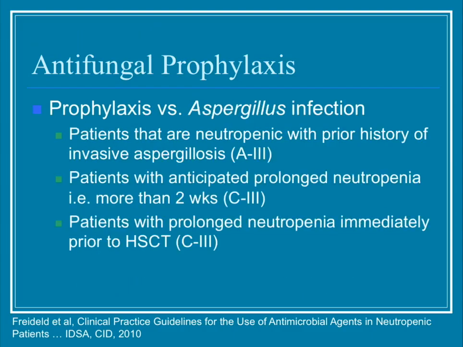But what about prophylaxis versus Aspergillus? There were 3 different phrases. There's an A3 indication if you're neutropenic with a prior history of invasive aspergillus. Got it once, got it again. Or if you're anticipating neutropenia for more than 2 weeks, or you're already neutropenic prior to transplant. Oftentimes for these patients, we use, for example, voriconazole as our first-line therapy versus Aspergillus.